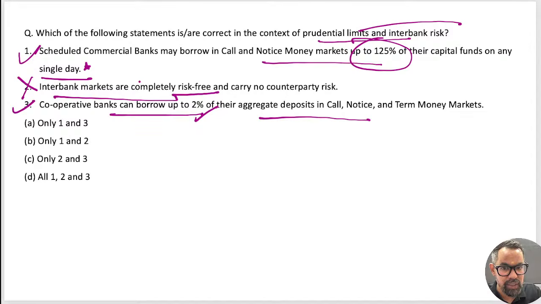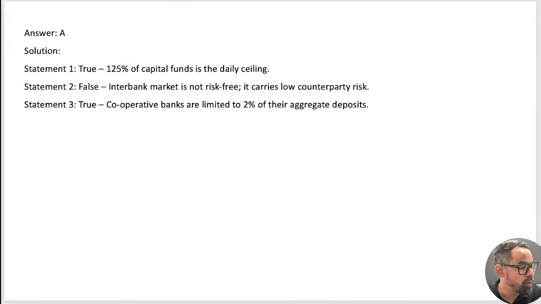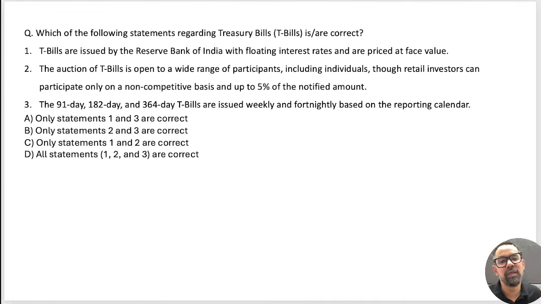When it comes to the interbank market, it involves counterparty risk. It is not risk free. Counterparty risk is there, which means option A. Those who have marked option A are correct here. So option A will be the correct answer for this particular one. Let's go, this is a very simple question, guys.